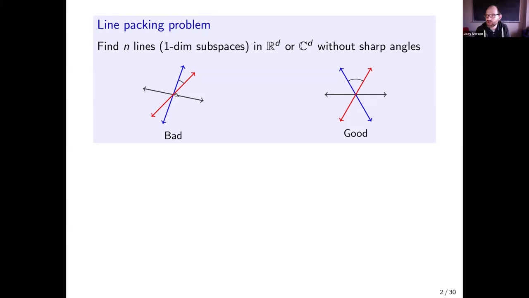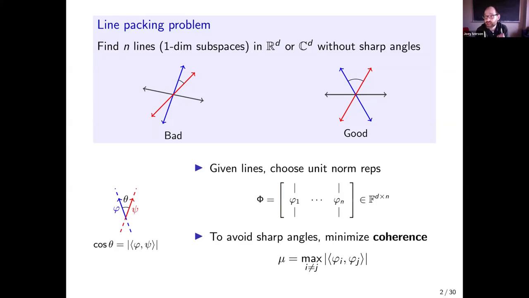Okay, I don't like this with a sharp angle. I like this where my lines are spread out. That's the geometry. Personally, I'm not very good at geometry. I'm much better at linear algebra. So I want to turn this into a linear algebra problem. So instead of thinking about lines, I'm actually going to think about vectors. I'll choose unit norm representatives for my lines, and I'll put them in as columns of a matrix. So that matrix throughout this talk, I'm going to call capital Phi.